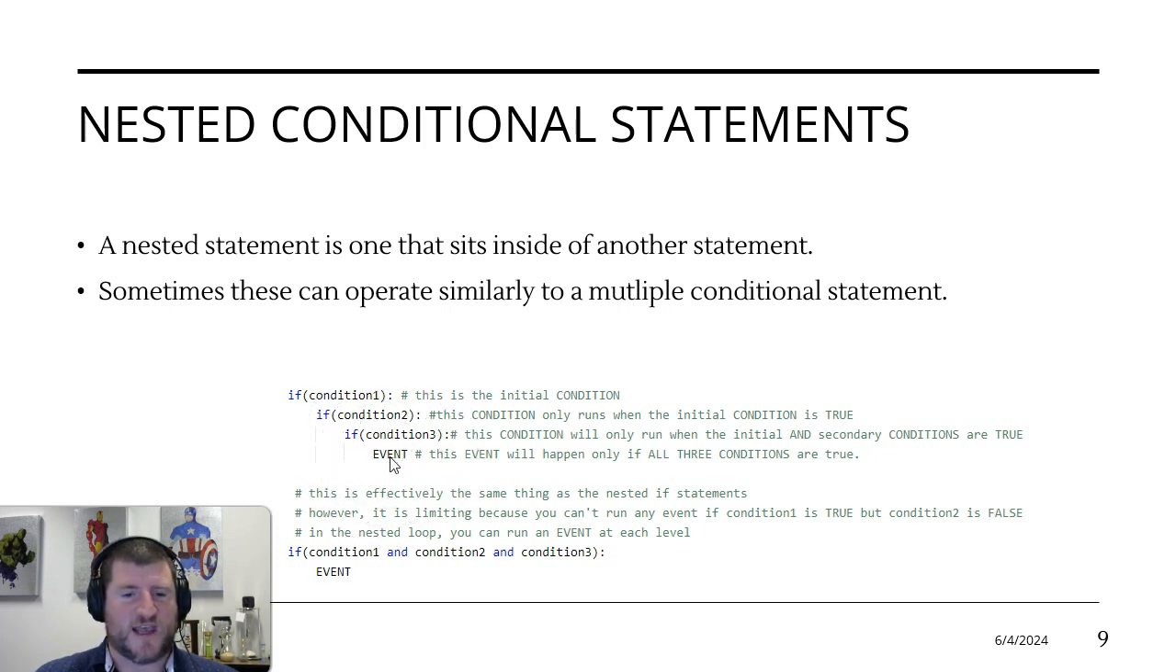Now, this example is the exact same as this example, because in order to get to this event, all 3 of these conditions have to be true. Right? So it's the exact same, but it's written a different way. And you can nest as many as you want, but the benefit of nesting, as opposed to using the multiple conditions, is you could have an event that runs after condition 1 is true and before you check if condition 2 is true. You could have another event that runs after condition 2 before you check for condition 3, and then you could have this event.